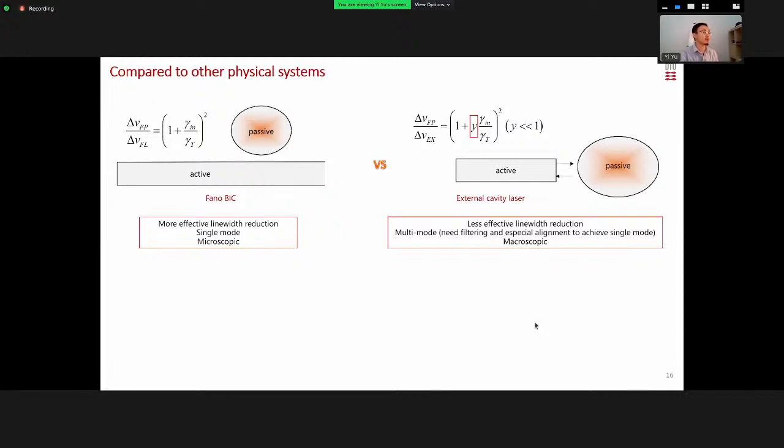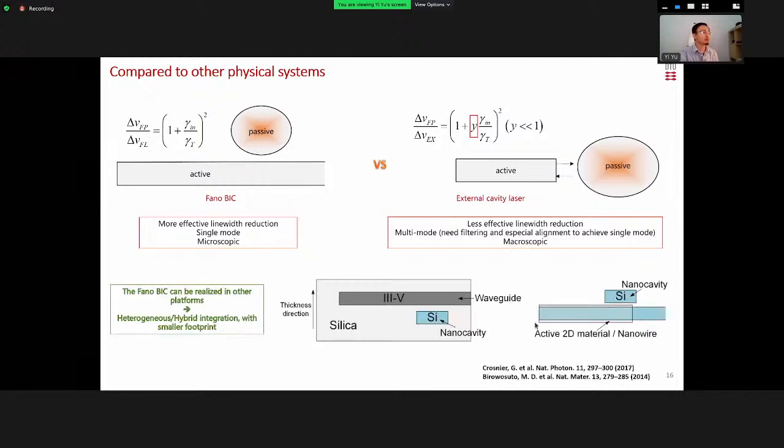And there are some other advantages, such as single mode lasing, and also, as we demonstrated, it can be scaled into microscopic regions, while ordinary external cavity lasers are bulky. So in the end, I would say that since the BIC is very general physics, our configurations can be extended to various other platforms such as heterogeneous or hybrid integrations. So there are lots of possibilities. Yeah, so I think that's all. Thank you.